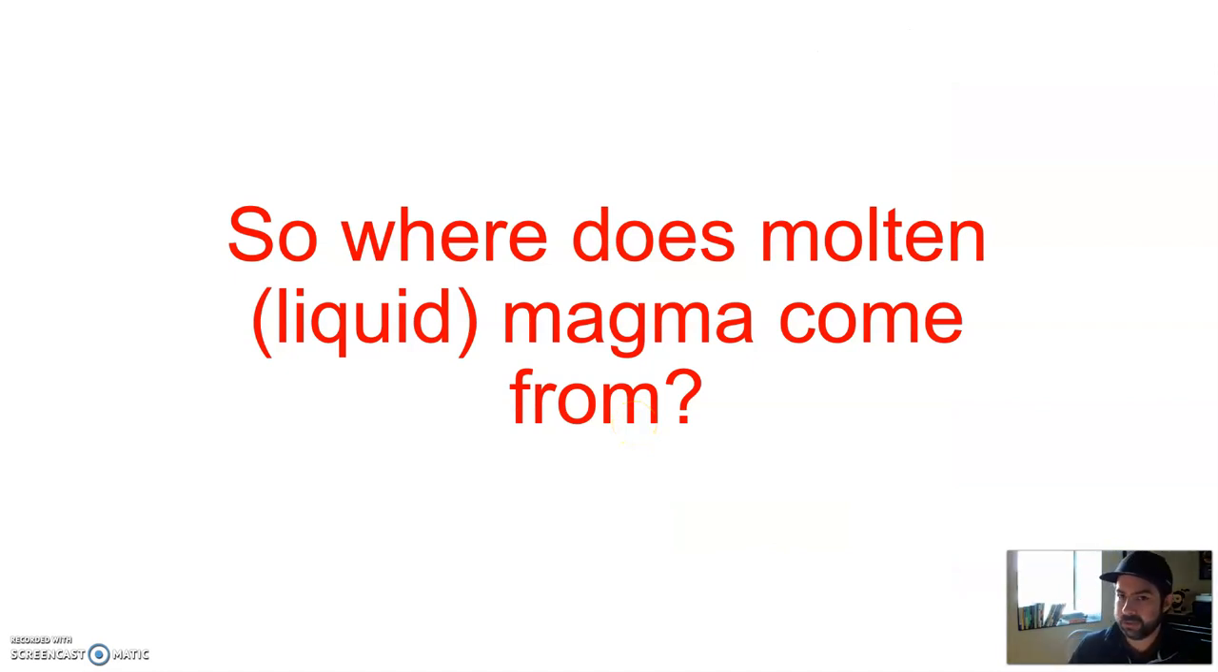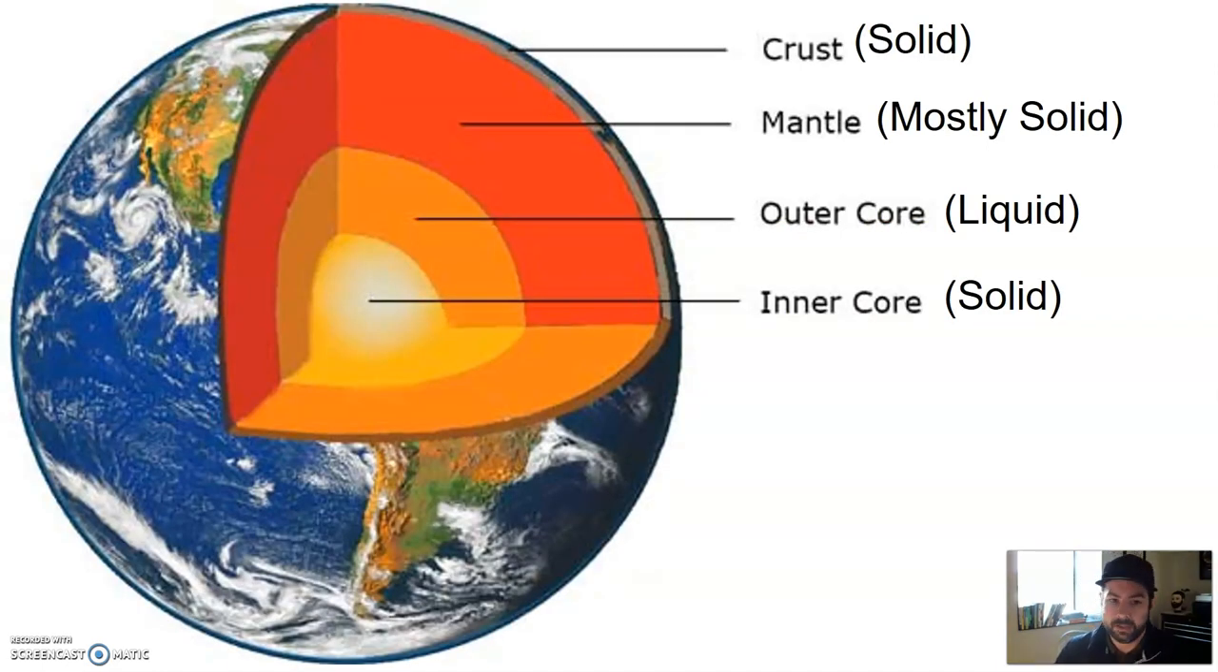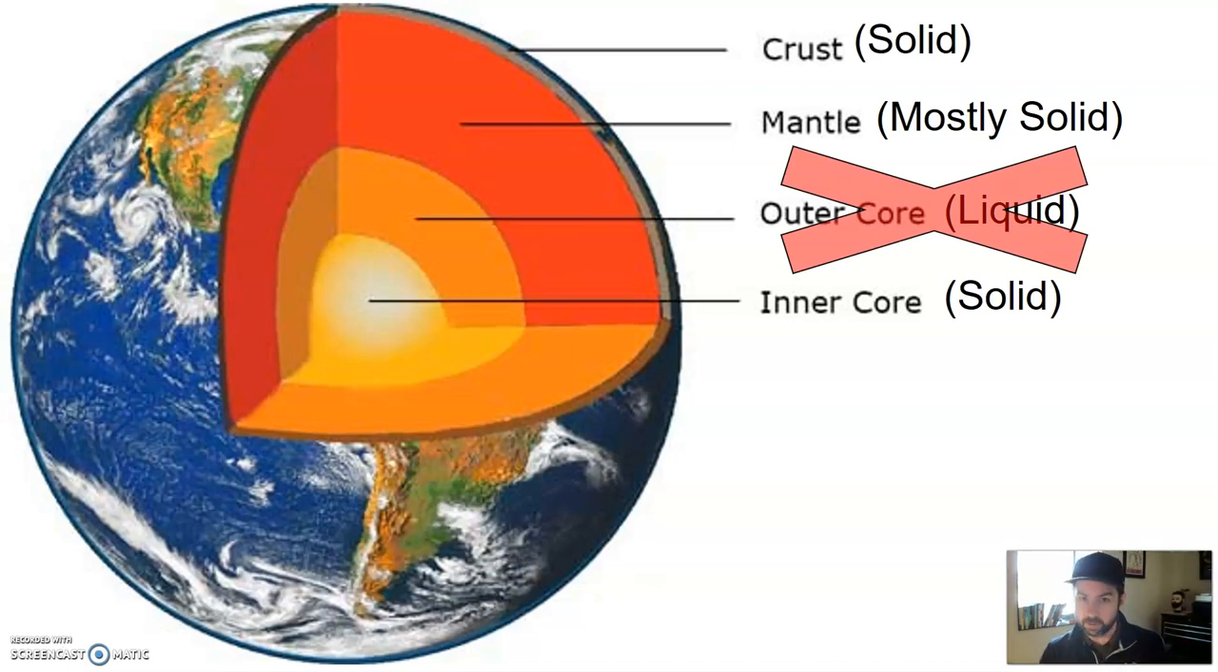So where does this molten liquid magma come from? You might be asking yourself. Well, that's a good question. If we're looking at the layers of Earth, we have the solid inner core, the liquid outer core, the mostly solid mantle, and the solid crust. So again, where could liquid hot magma come from? Well, as you probably guessed, not the outer core. Haha, tricked you. Yes, the outer core is liquid. Molten rock is liquid, but they're not the same stuff.